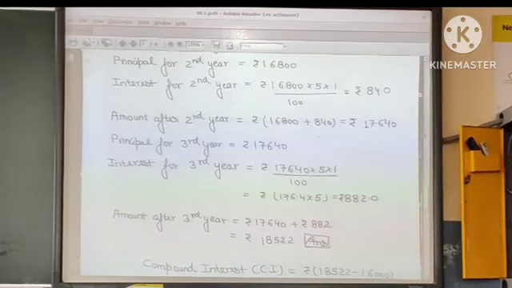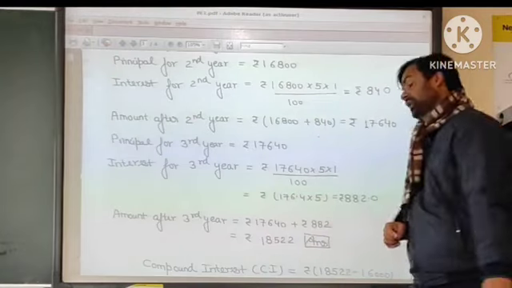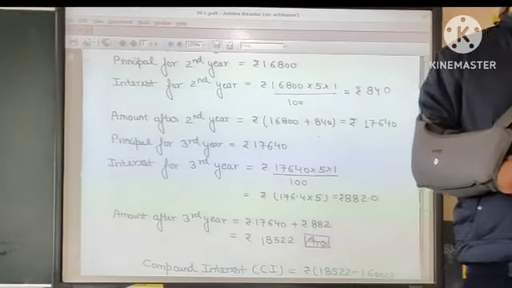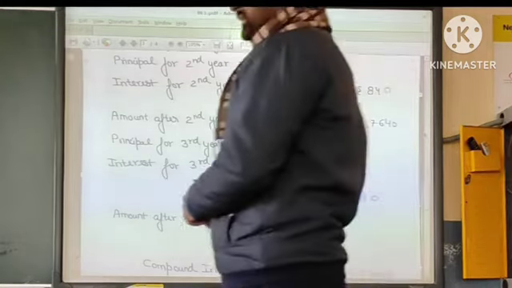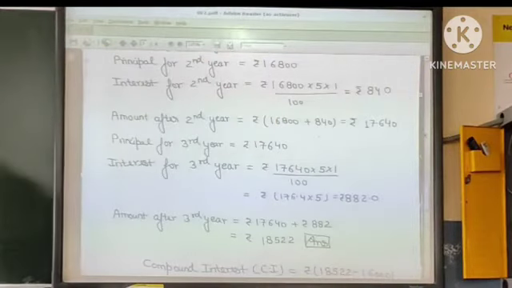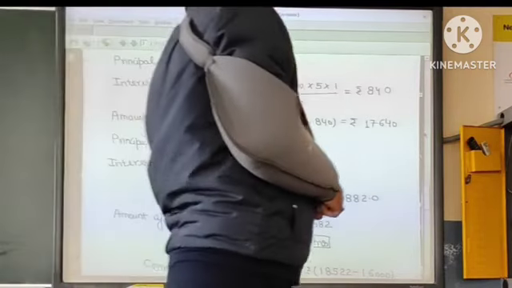Now they have asked what is the total amount after 3 years. So amount after 3 years will be what? After third year, just add the principal for the third year and interest for the third year. You get 18,522. Yes, that is the answer. And what is the compound interest?